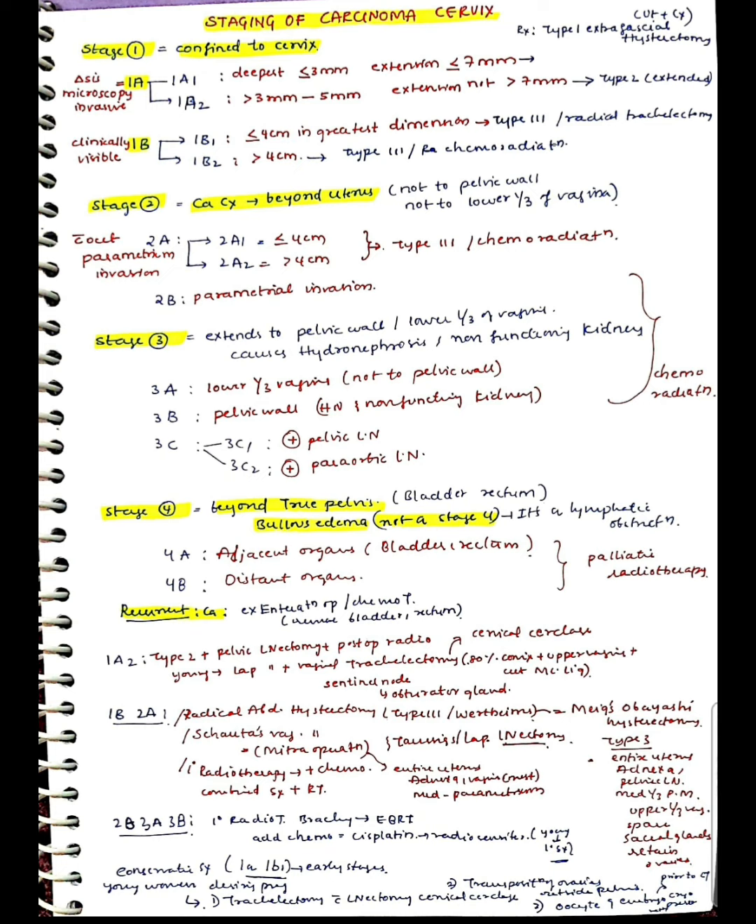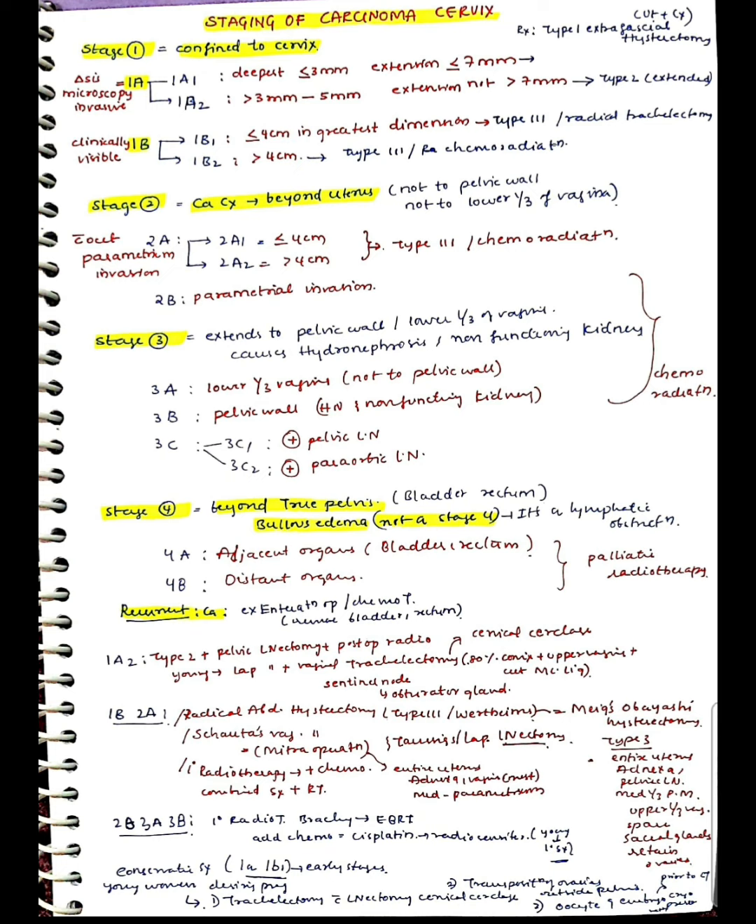This is stage 1. And this stage 1 is again divided into stage 1A and stage 1B. Stage 1A can be diagnosed microscopically. It cannot be visualized clinically, so it is diagnosed only by microscopy. It is the invasive type, that is 1A. And this 1A is again divided into 1A1 and 1A2. This 1A1 has a depth of less than 3 mm and horizontal extension of the tumor less than or equal to 7 mm.